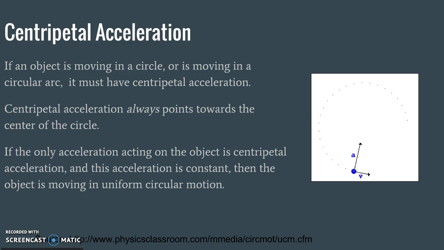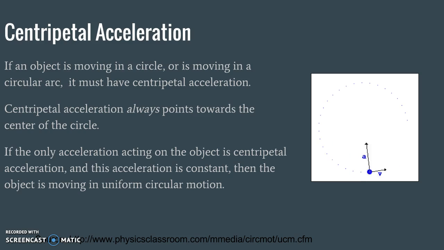Now if an object is moving in a circular path, or even if it's just moving in part of a circular arc, it has to have centripetal acceleration. If it's moving in any circular fashion at all, it has centripetal acceleration. That's really important to realize. So what does centripetal acceleration do? It causes rotation. It's also important to know that centripetal acceleration always points towards the center of the circle. Always, always, always points to the center of the circle.